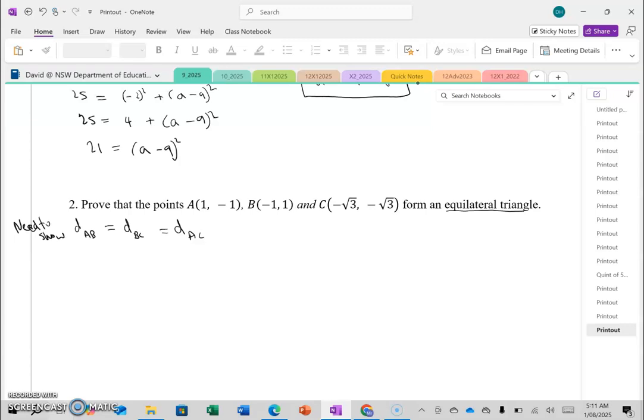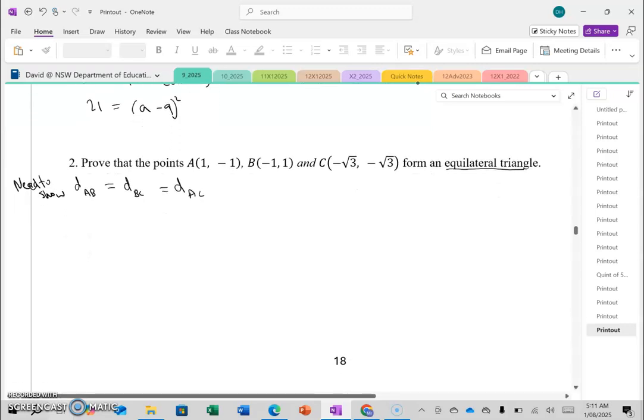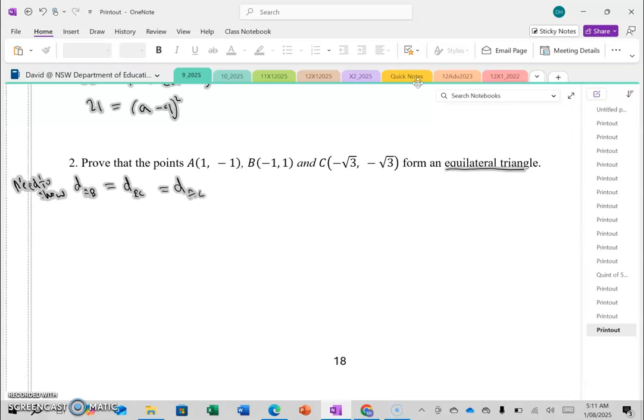Okay. So basically we're going to be using the distance formula 3 times. This use of subscript is often used as well for when we're looking at particular sides. Okay, so let's just start off with distance of A to B. Okay. So square root. I'm going to jump straight in.